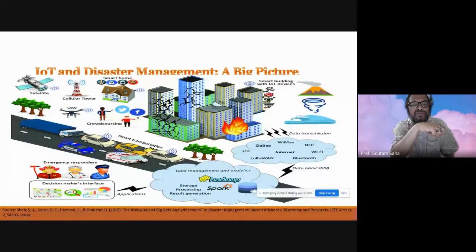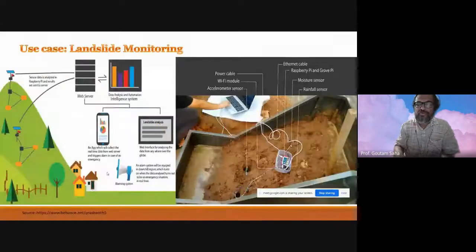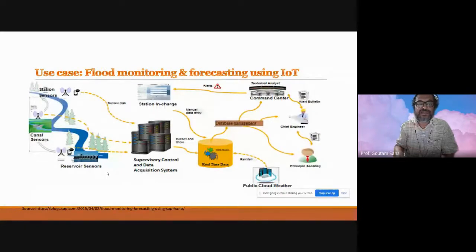Okay, so this is the thing. Now, number 2, I have told you this in the last class also. This is landslide detection, and the reverse is flood monitoring systems. Okay, flood monitoring systems you can make.